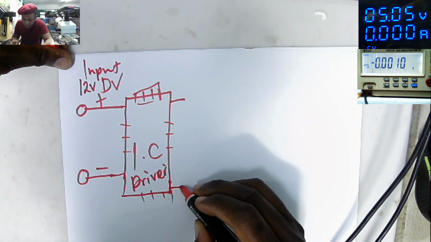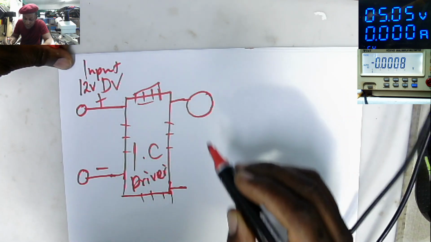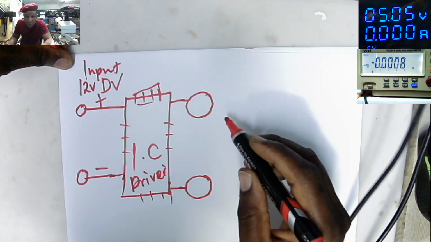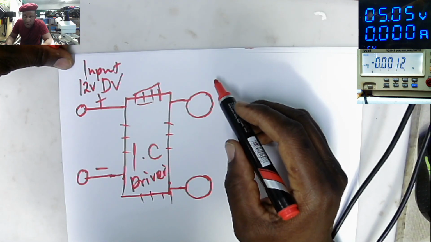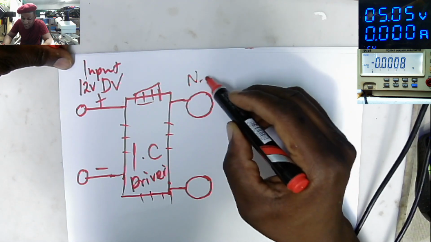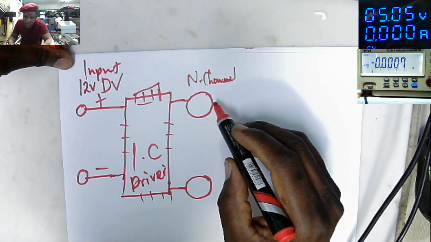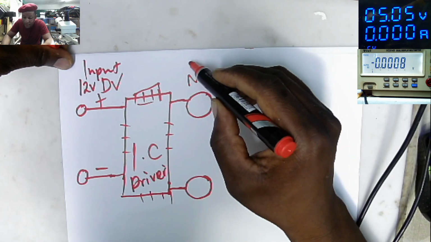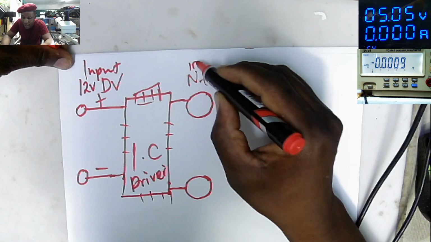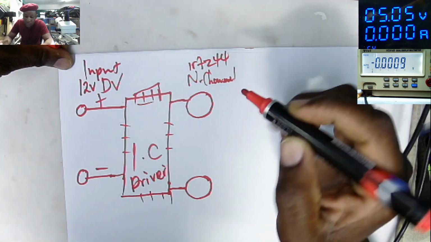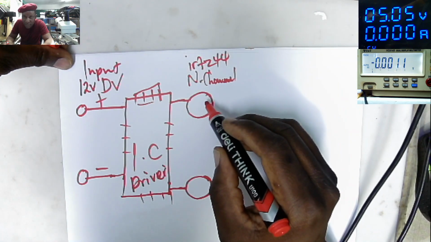We have two MOSFETs. That's the first MOSFET, that's the second MOSFET, and these are n-channel MOSFETs. N-channel MOSFETs can be of different versions, for example IRFZ44 MOSFET. So what is inside this MOSFET?